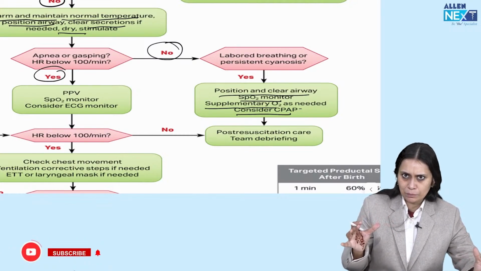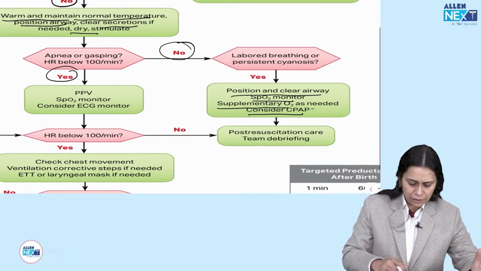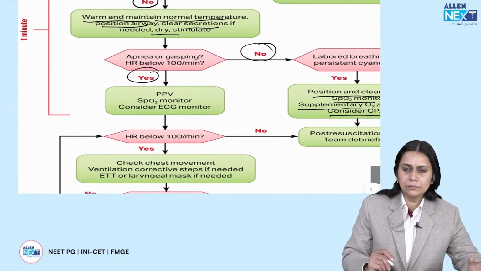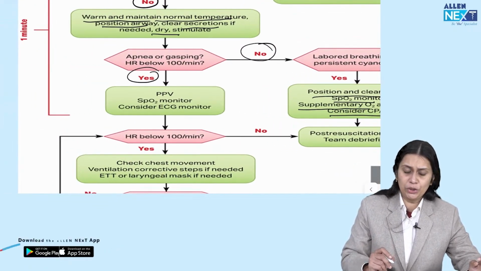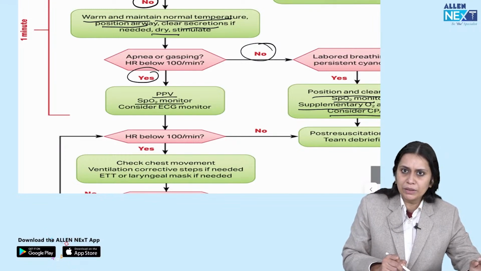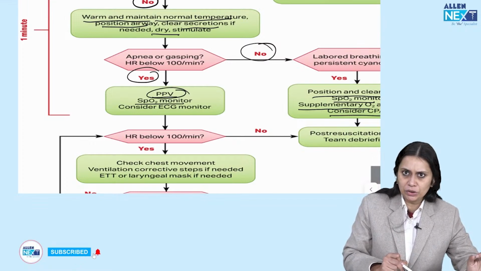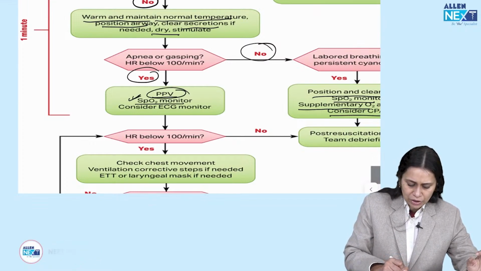But the child has his normal breathing. He has his breathing, but it is still labored. If there is no breathing, then we go for positive pressure ventilation, right? We give positive pressure ventilation and we put on an SpO2 monitor, because how much oxygen we give through positive pressure ventilation depends upon the saturation of the child.